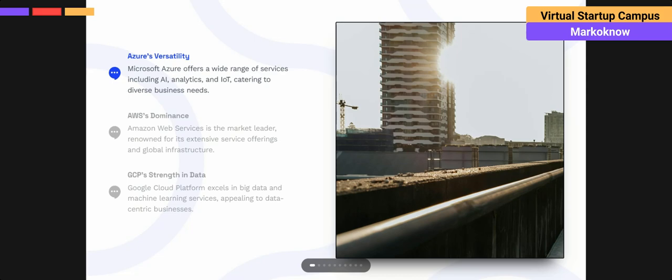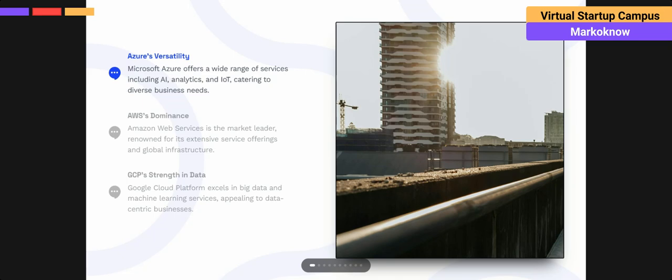Okay, so we can talk about Azure versatility. Microsoft Azure offers a wide range of services, including AI, analytics, and IoT, catering to diverse business needs. Azure has some business concepts that we are going to use, but compared on pricing, Azure has some peaks, while AWS has the dominance in that case.